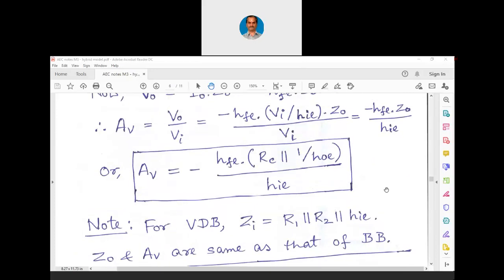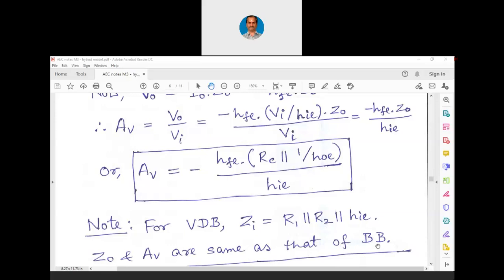Now for the voltage divider bias, what is the difference? The only difference is at the input you will have R1 parallel with R2, just like our fixed voltage divider bias circuitry with RE model we had used in the first module. So instead of RB we have now R1 parallel with R2. There we had Zi equals R1 parallel with R2 parallel with beta into RE. Here we have R1 parallel with R2 parallel with HIE. Z0 and AV are same as that of the base bias.